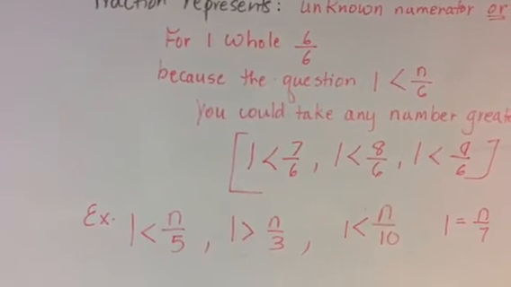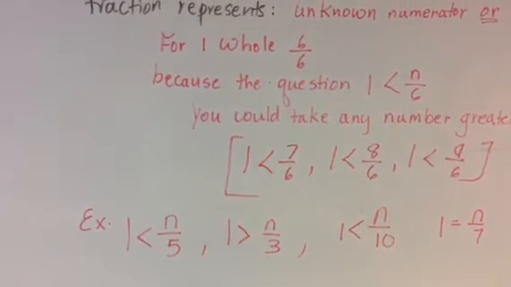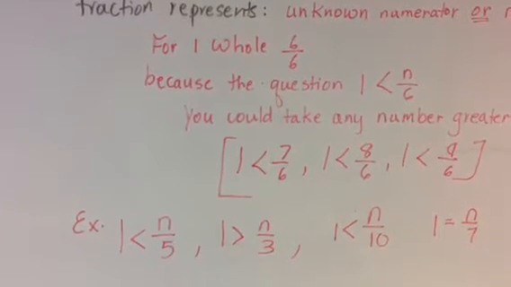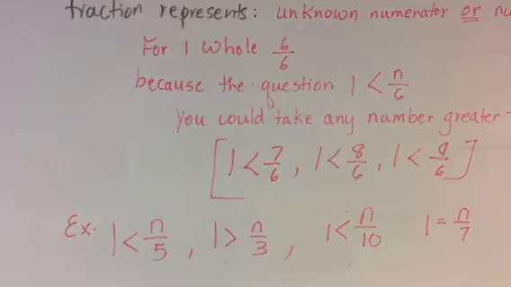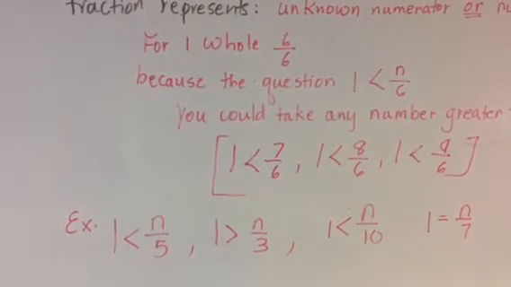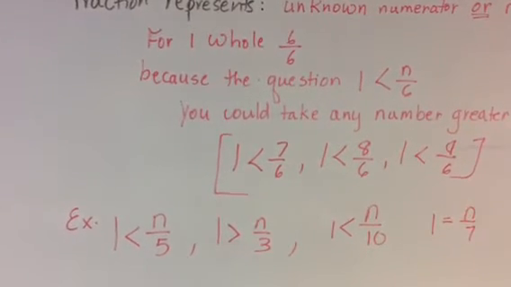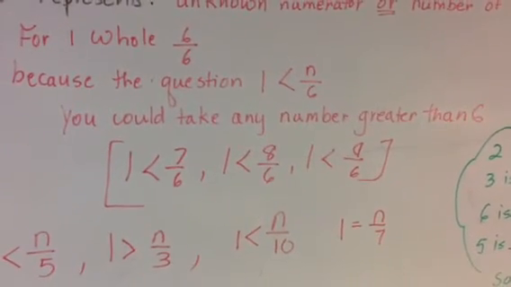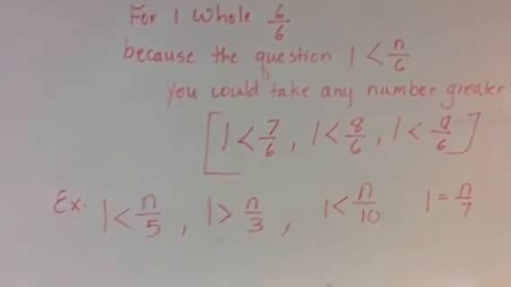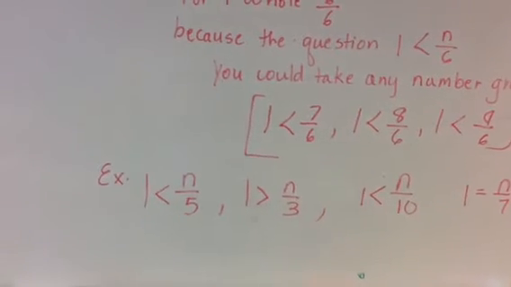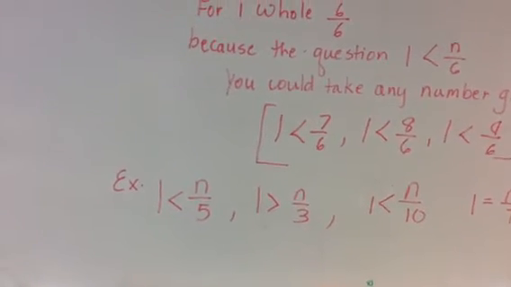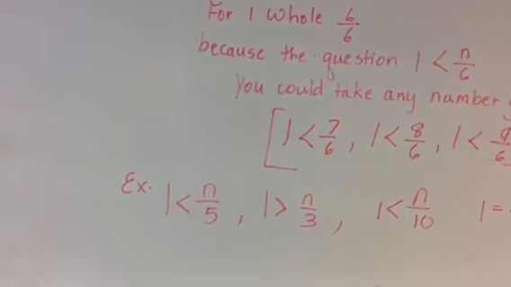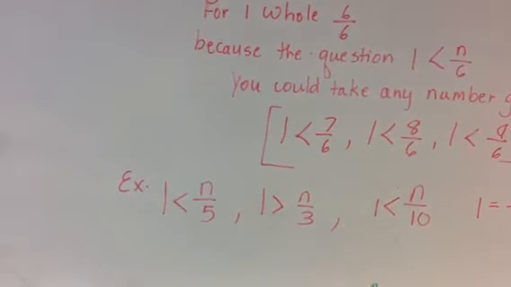Example, 1 is lesser than n/5, 1 is greater than n/3, and 1 is greater than n/10, or 1 is lesser than n/10, and 1 is equal to n/7. So what will be the answer for this? 1 is lesser than n/5. That means it could be 6/5 or 7/5.